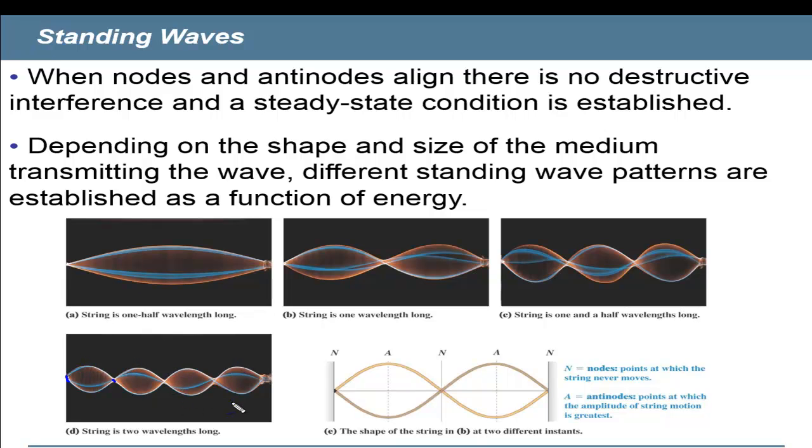So just a schematic over here of a node and an antinode. The nodes are the points at which there is no vertical motion. These are the nodes represented by N. The string never moves here. And then the antinodes are halfway between these nodes, and they're represented by A. That's where the amplitude is the greatest for the string.